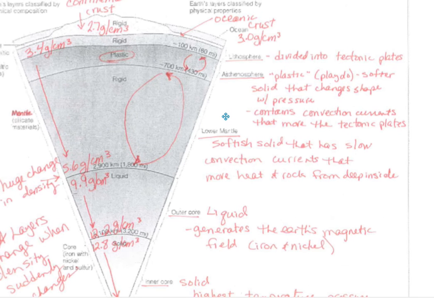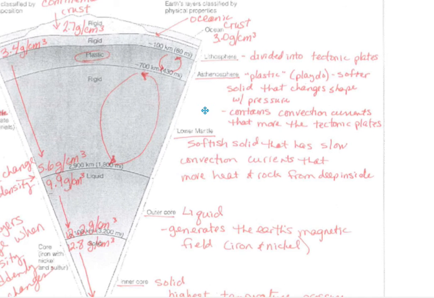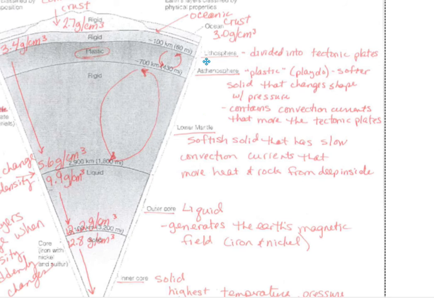Pause this whenever you need. So let's go through the different parts of the Earth, the different specific layers. The lithosphere is this top layer here, and this is dividing up our crust into tectonic plates. And those tectonic plates are what we're going to do a lot with next. The asthenosphere here underneath is described as being plastic. Plastic, think Play-Doh. It is soft, it's a soft solid that holds its shape unless it is squished. So it changes shape with pressure.